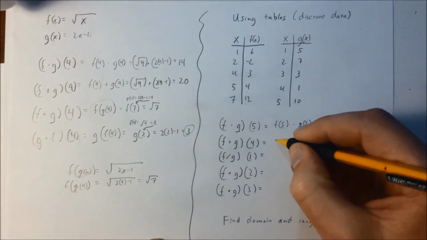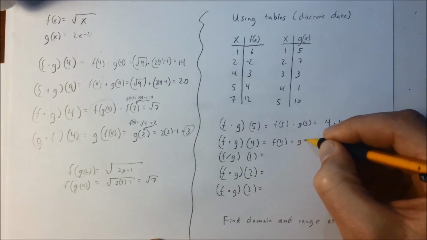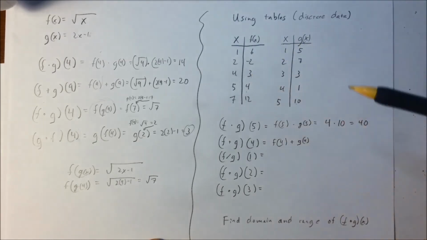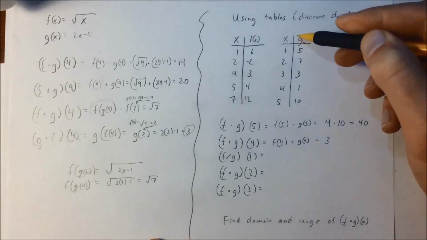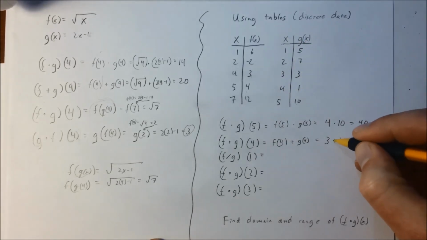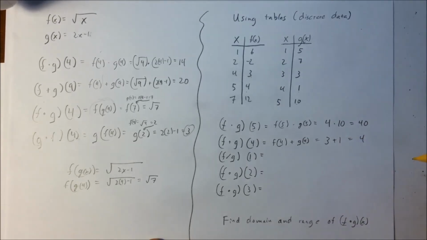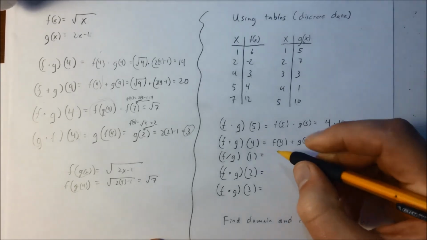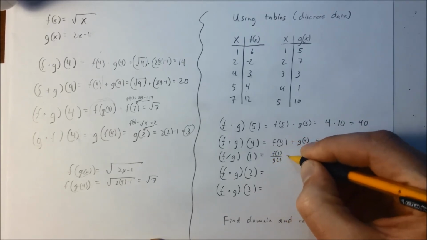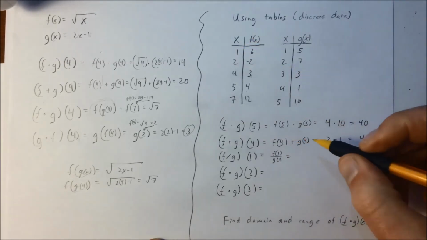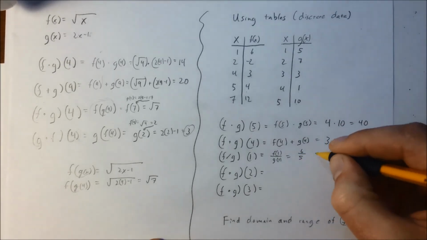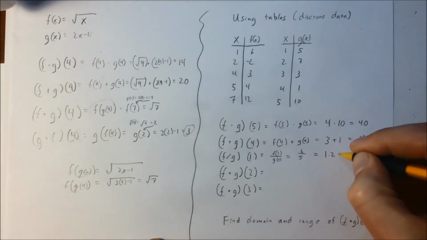f plus g of 4. Well, I'm just going to take f of 4 plus whatever g of 4 is. f of 4, if x is 4, then that means f is 3. If x is 4, then g is 1. I add those together and I get 4. f divided by g of 1. Well, I'm going to take f of 1 divided by whatever g of 1 is. f of 1 is 6. g of 1 is 5. And so my answer is just going to be 6/5 or 1.2, however you want to write it.